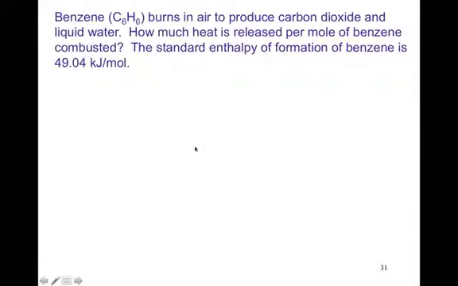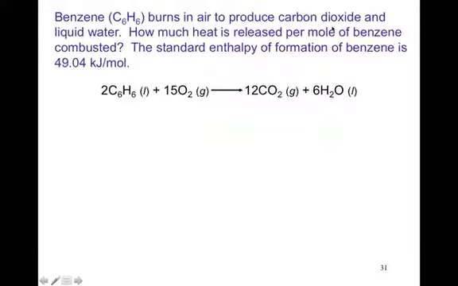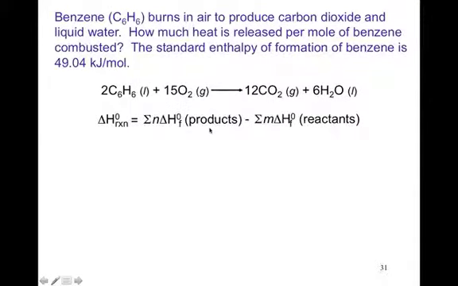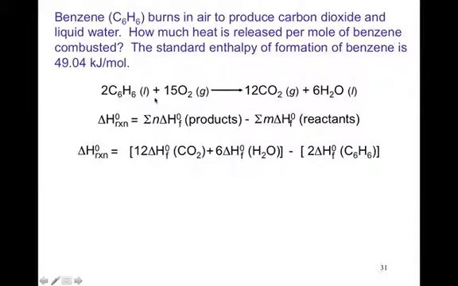Alright, so here we could do the same thing. Benzene burning in air makes carbon dioxide and water. How much heat's released per mole of benzene combusted, if we know that the enthalpy of formation for benzene is 49.04? So we write our equation: benzene, oxygen, CO2, water. We balance it. We take our products minus our reactants.